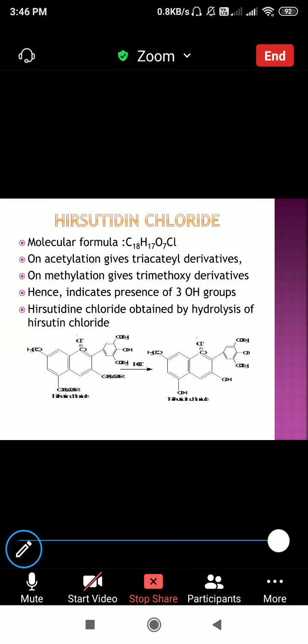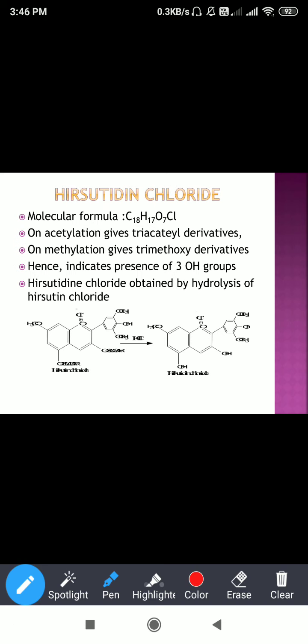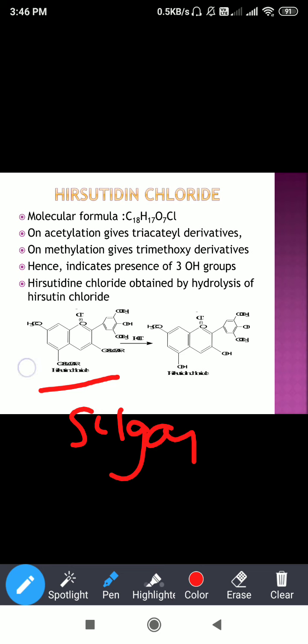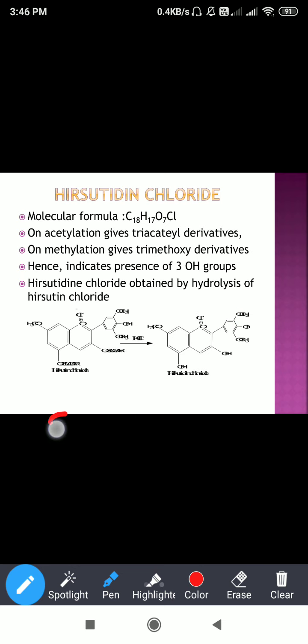Now the position. Hirsutidin chloride is obtained by hydrolysis of hirsutin chloride. So this is the structure of hirsutin chloride, which has a sugar moiety attached at 5 position. When hydrolysis of hirsutin chloride takes place, we get hirsutidin chloride. Basically, this sugar moiety gets converted into OH.